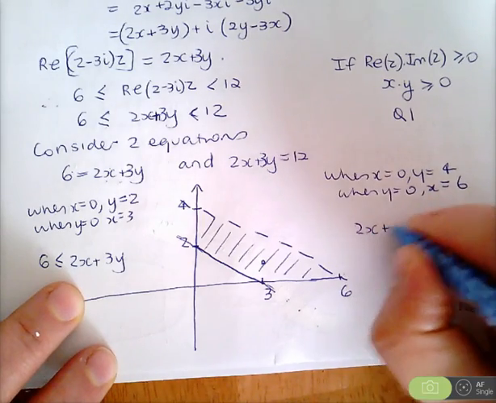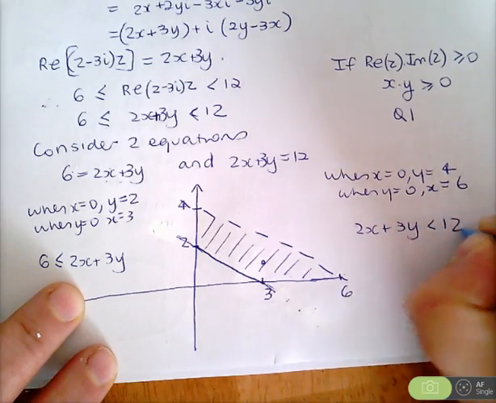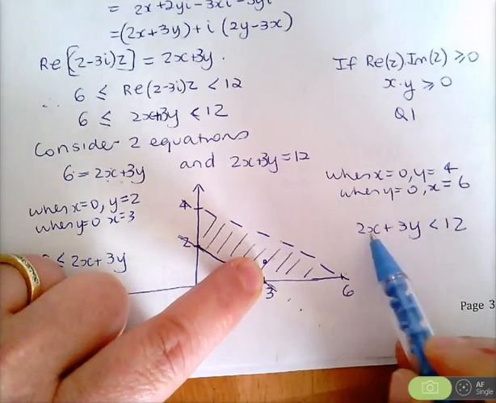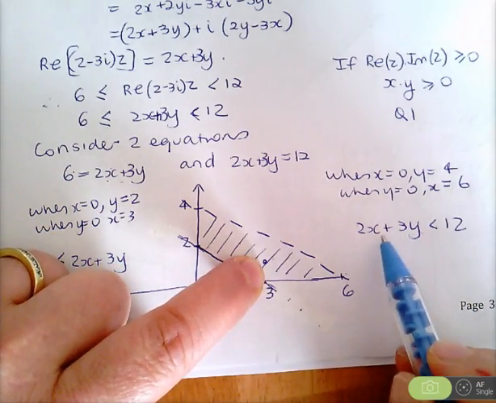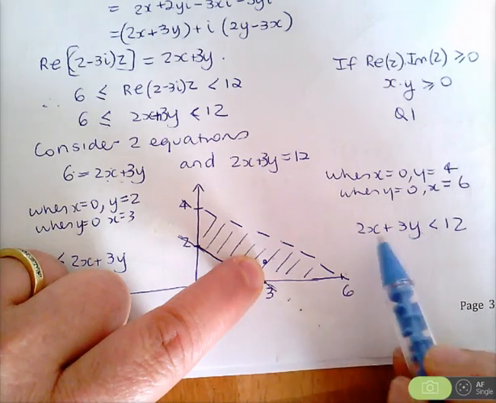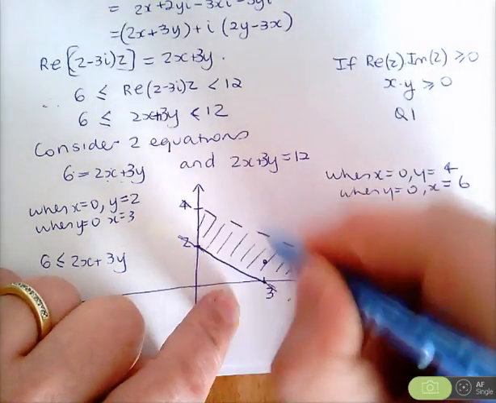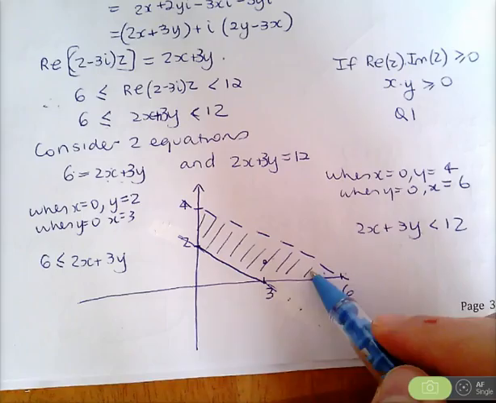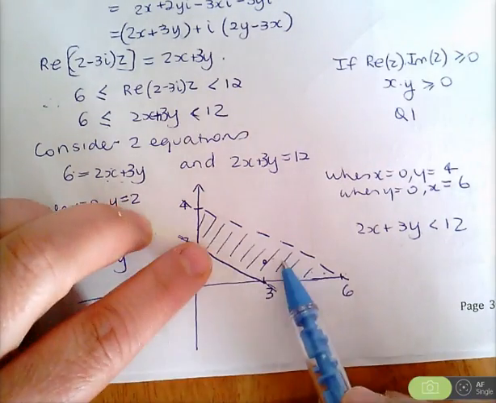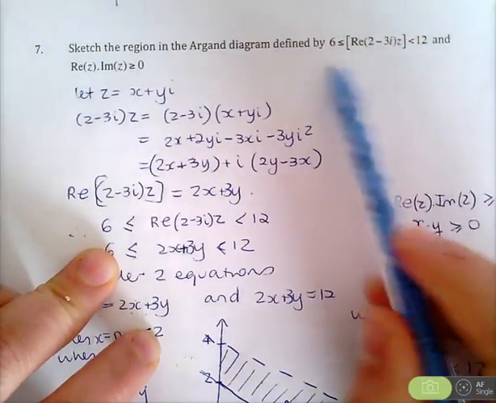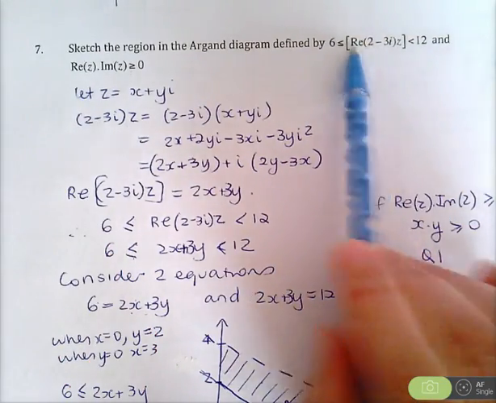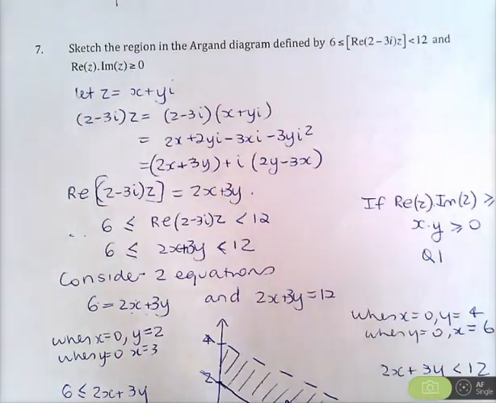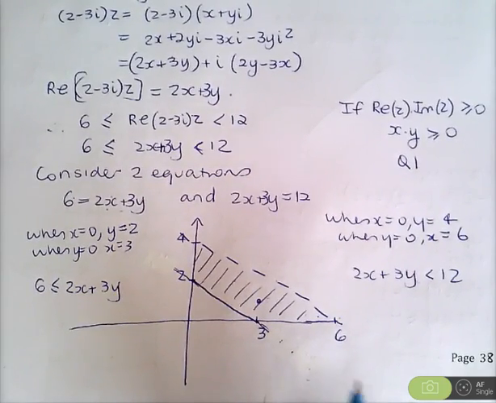Now with this equation here, 2x plus 3y is less than 12, I'm just going to try this point 3, 1 again. X is 3, y is 1. When x is 3, I get 6, plus y is 1, I get 6 plus 3 is 9. 9 is less than 12. So therefore the shading will be on this side. So this is the region that's being shaded that is defined by those two statements up there, and real z times imaginary z being greater than or equal to 0. So that's our solution there for question 7 on page 38.